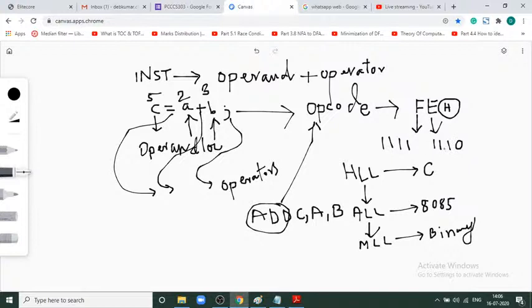Next is add C comma A comma B. What does it mean? That means the value of B, which is 3, and the value of A, which is 2, are added, and we perform the addition between the A value and the B value. So the result is 5. This 5 will be stored in C.